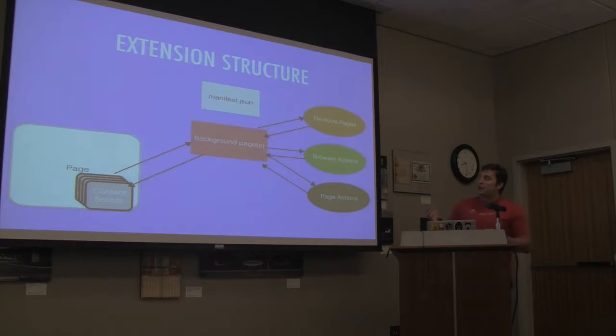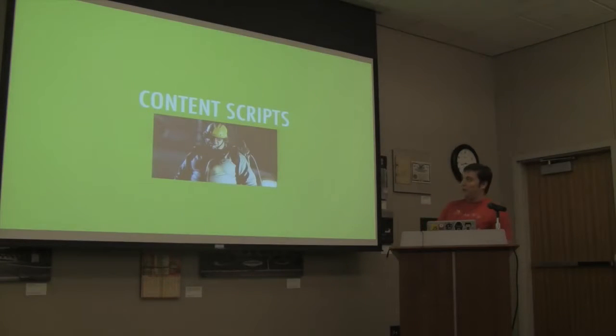So then this is kind of the structure of it. You have the manifest file, which explains everything. And then from there, you kind of have your page over here. And then the page has the content scripts that run within it, in a way. And then they can talk to background pages or background scripts. And then from there, you can talk to other pieces of your application. So you have DevTools pages, browser actions, and page actions. So let's start by looking at content scripts in a little more detail.